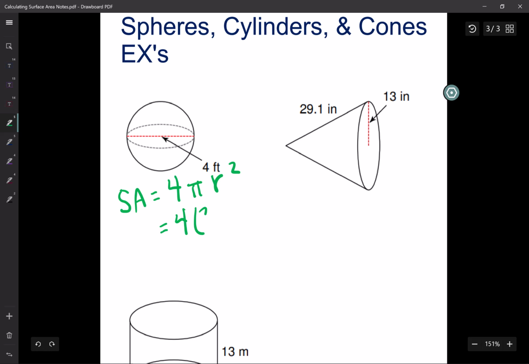So 4 times 3.14. Here it shows that the diameter, so the full length across, is 4. So the radius would be 2 squared. And if I just quickly plug that into my calculator, give me 1 second to do that. I just do 4 times 3.14, that's 12.56. 2 squared is 4, so 12.56 times 4 is 50.24. Okay. And then remember, this is still a type of area, so you would do the units squared.